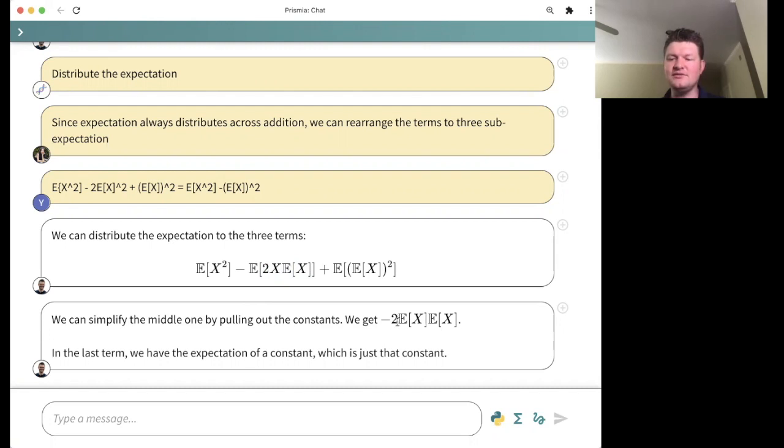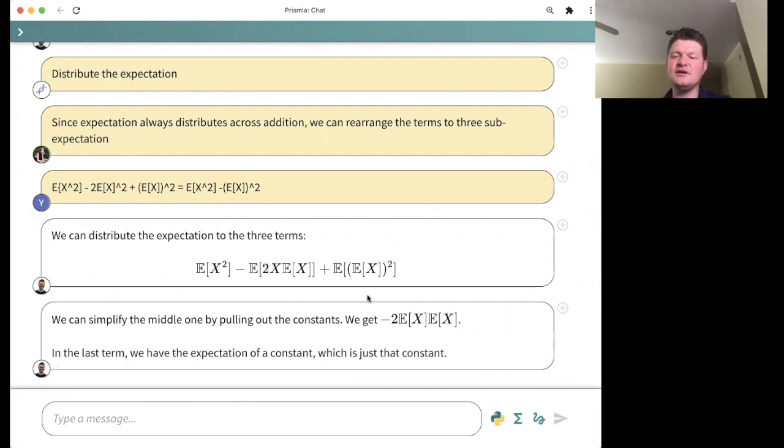And so we get -2 times expectation of x. That's the one we pulled out. And then what we're left with is just an x on the inside. So this is where expectation of x comes in, this second one. It's this expectation operator, and then this is the only thing left after we pull out the other two things. So that's -2 times expectation of x times expectation of x.